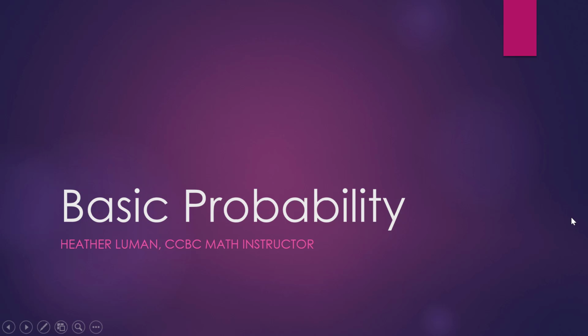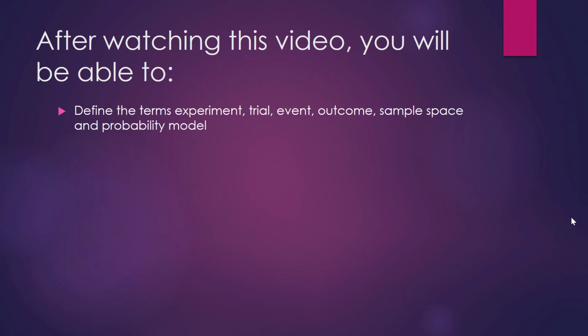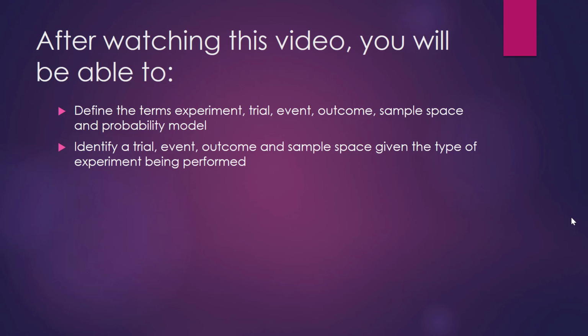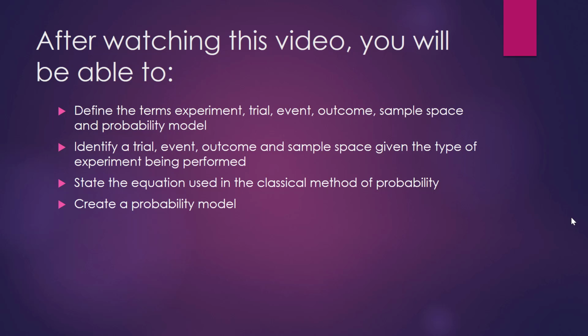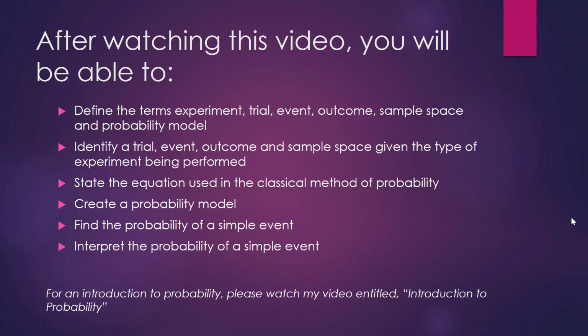Welcome to this video on basic probability. After watching this video, you will be able to define the terms experiment, trial, event, outcome, sample space, and probability model. You will be able to identify a trial, event, outcome, and sample space given the type of experiment being performed. You will be able to state the equation used in the classical method of probability, create a probability model, and find the probability of a simple event. You will also learn how to interpret the probability of a simple event.